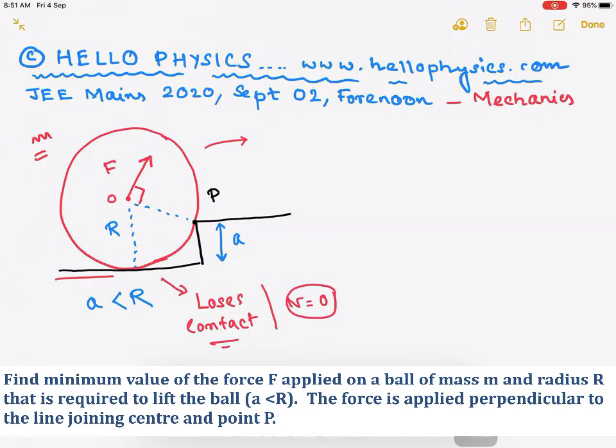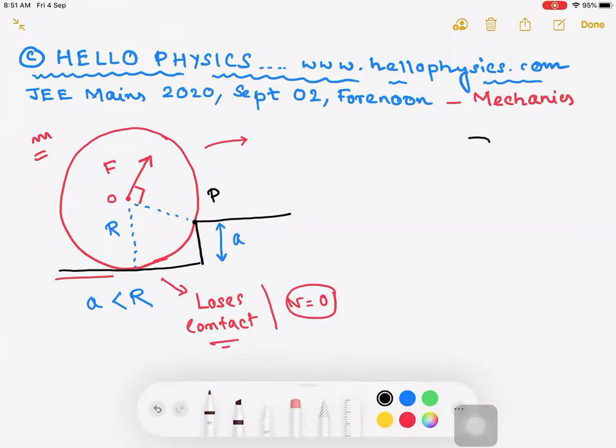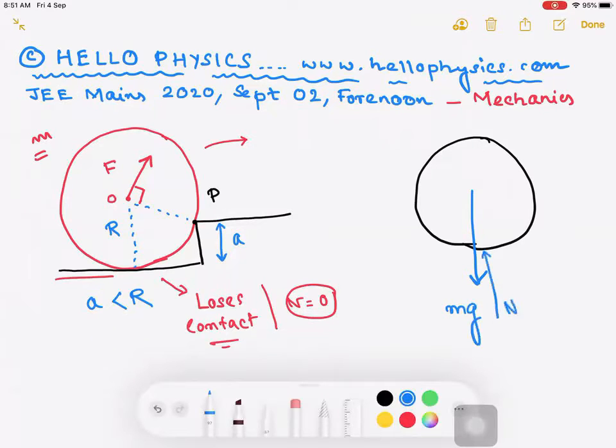So let's draw the free body diagram of the ball. So this is the ball, a little rough diagram. The weight is acting downwards, which is equal to mg. There is a normal reaction force at the bottom. Both of these forces are along the same line, but given my drawing, they look a little separated. There is also another normal reaction force which is acting at this point P. Let us call this N2. There is this force F which is acting at this point.